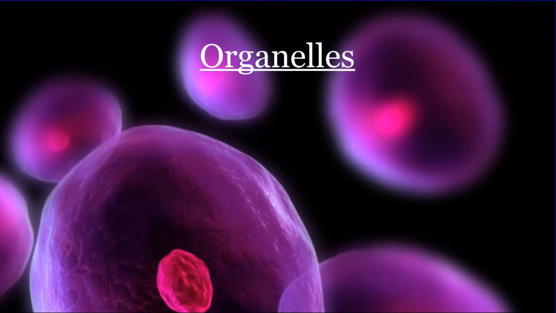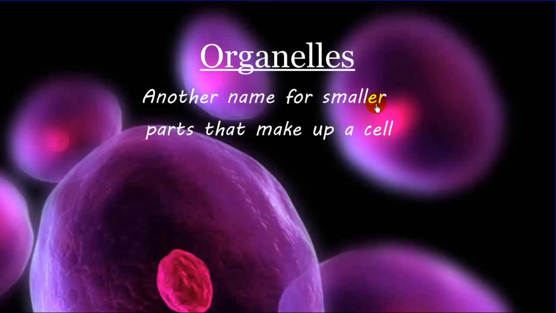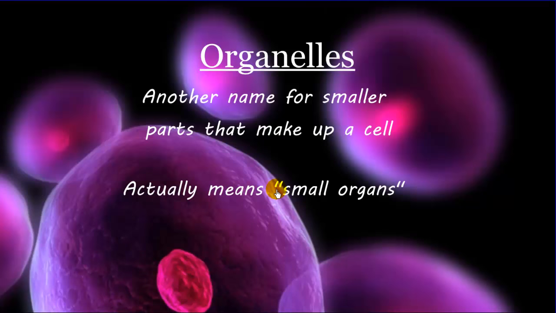The term organelles is another name for smaller parts that make up a cell. So we'll often call organelles cell parts, or cell parts we'll call organelles. We'll use those interchangeably. The word organelles actually refers to small organs, because when they first looked at the cell, they saw these smaller parts that looked like our own organs from our own human bodies. So they said, well, they're like little small organs, like we see our heart or our lungs, and they called them organelles.